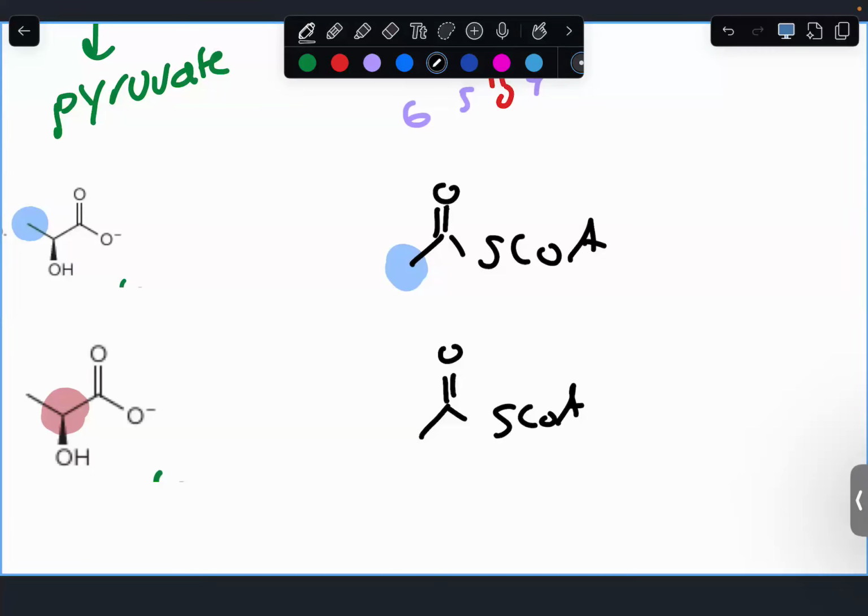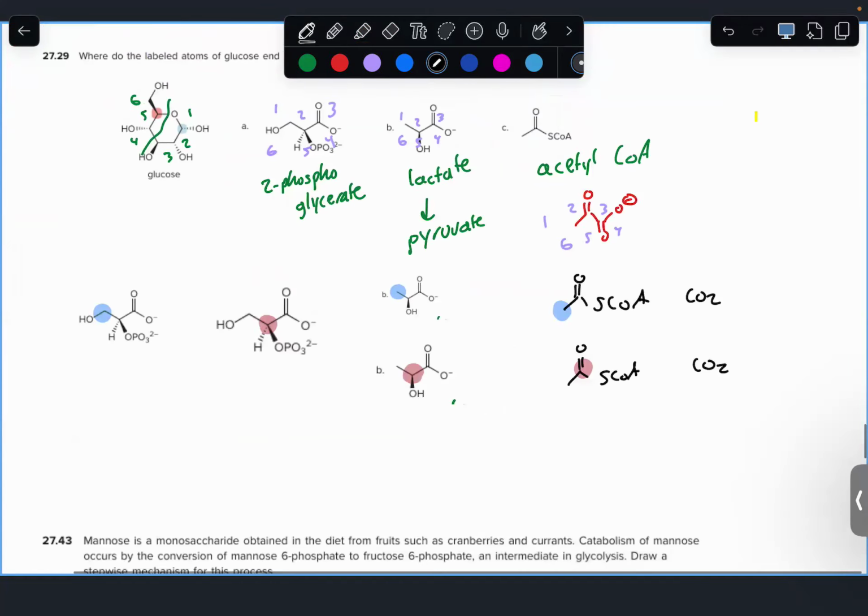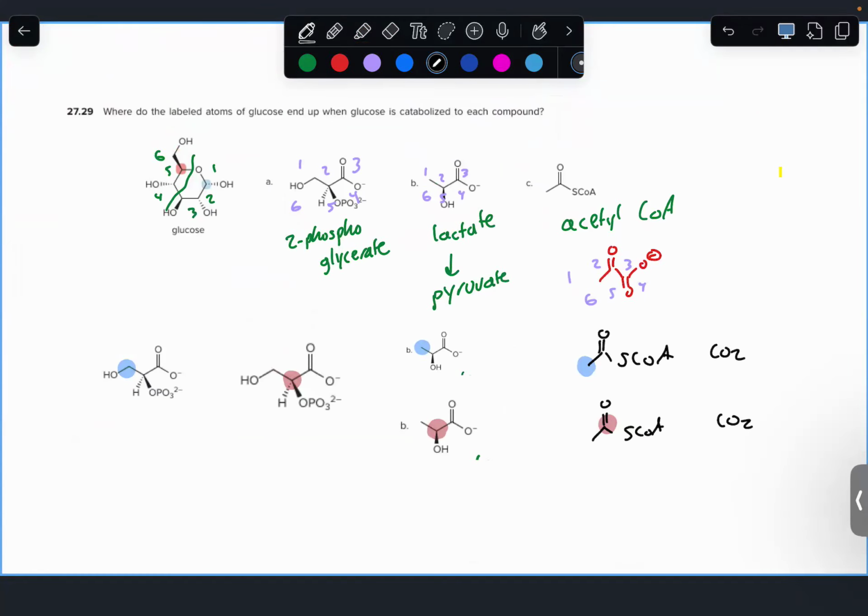Where's my highlighter? Yep, and there's my carbonyl. And of course, you also have carbon dioxide floating around in space. All right. Carbons 3 and 4 are lost to CO2 formation. Yes. Any questions about that?